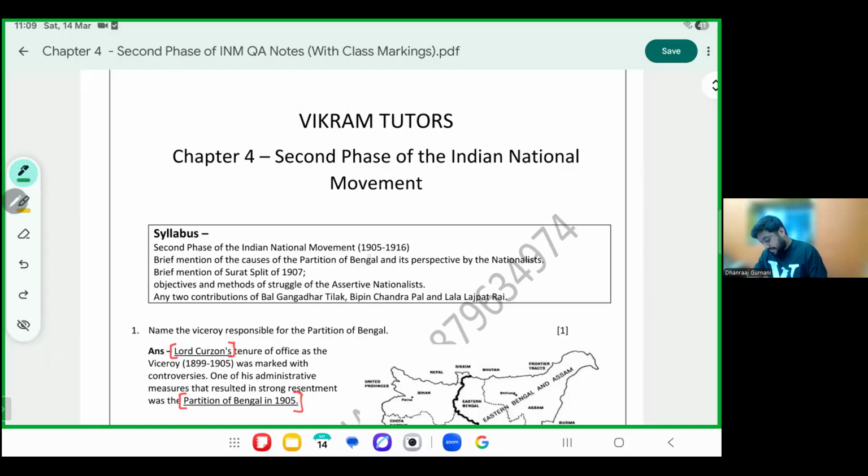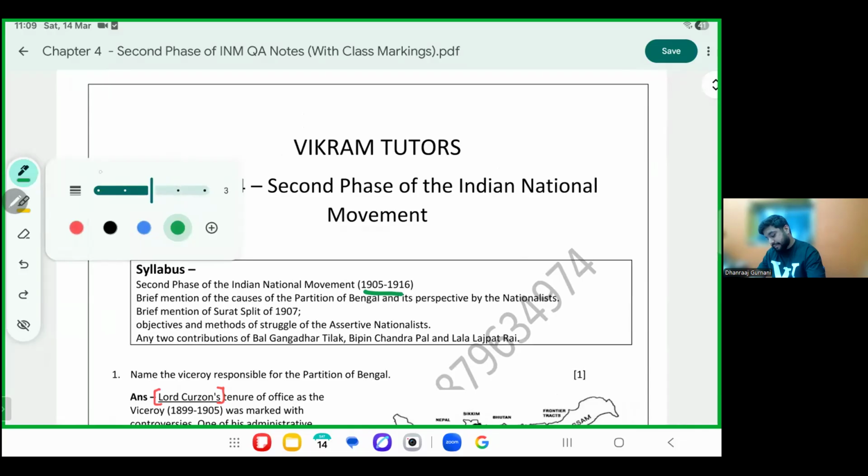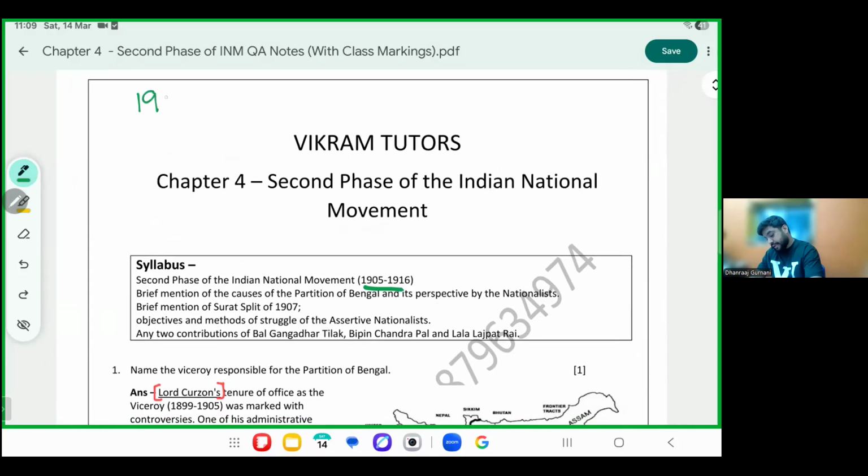This chapter speaks about the second phase, a time period from 1905 to 1916. Almost, how many years? 9 years. We speak about what happened during this phase.